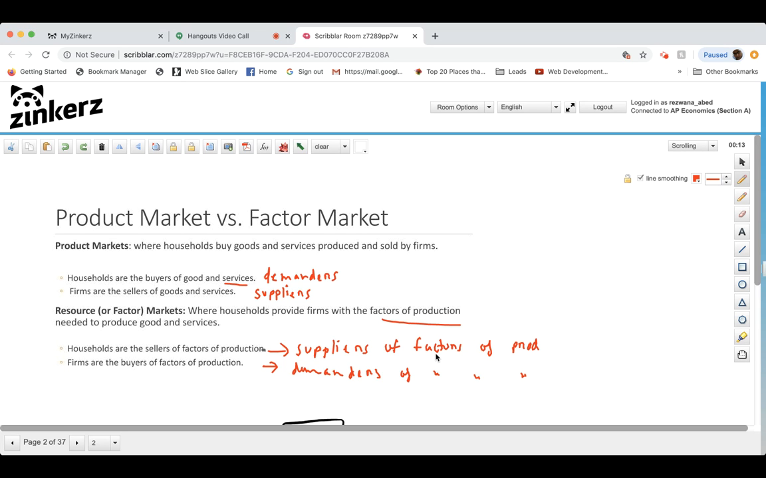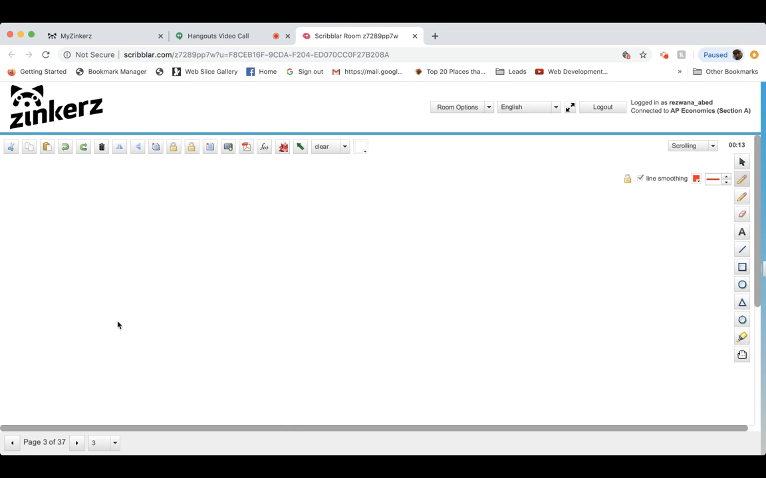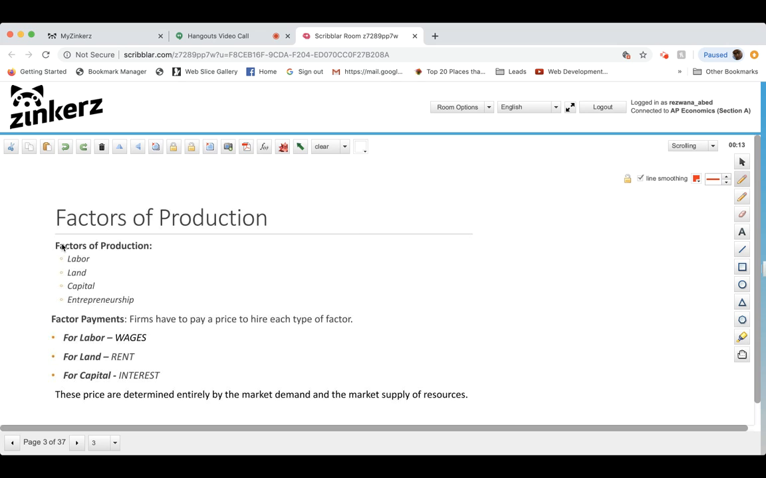I have a question. Yeah. We're going to see what the factors of production are in the resource market later, right? Yes. I'm just getting there, to what those factors of production were. We talked about them very briefly in the beginning of the course.